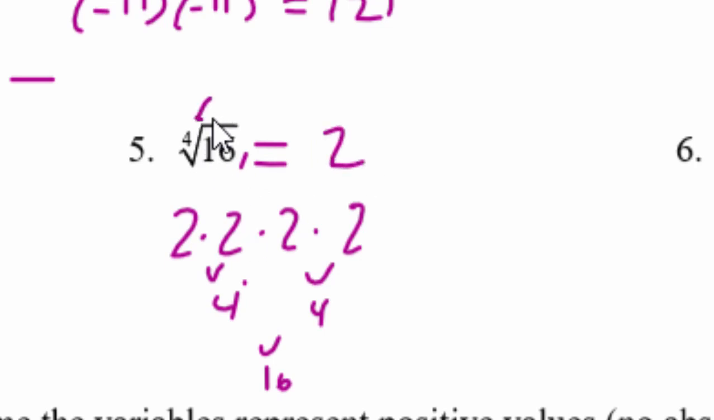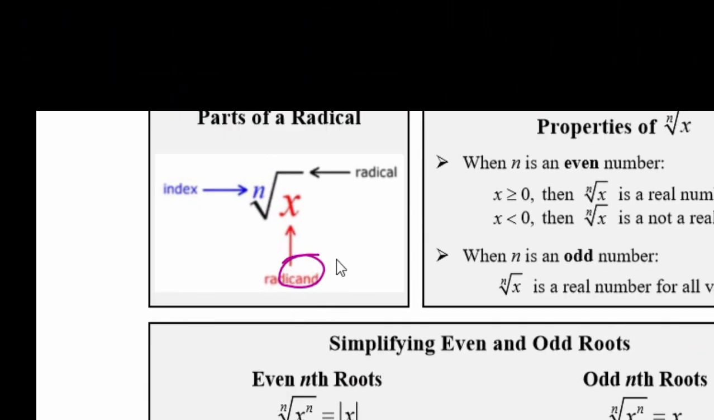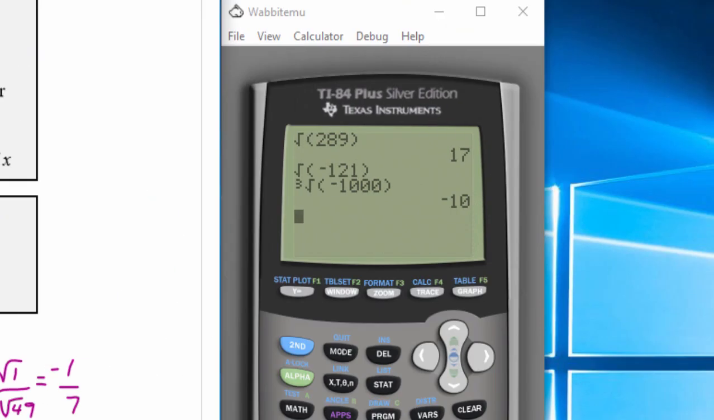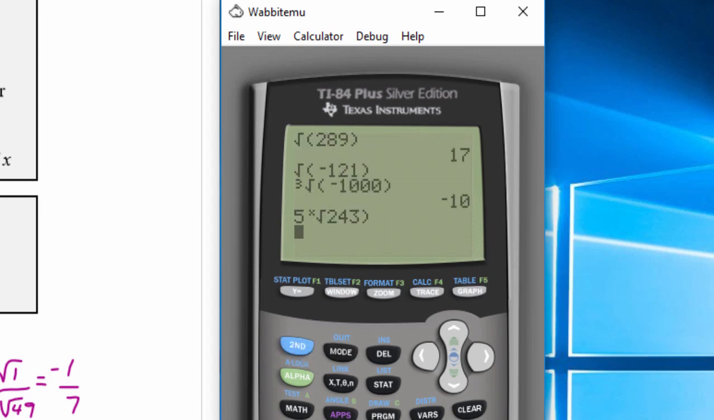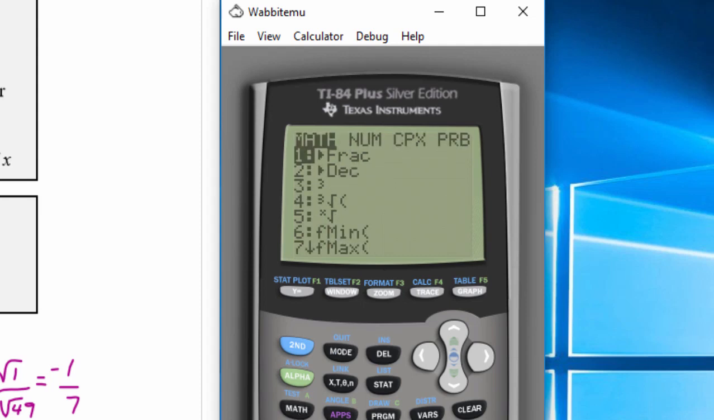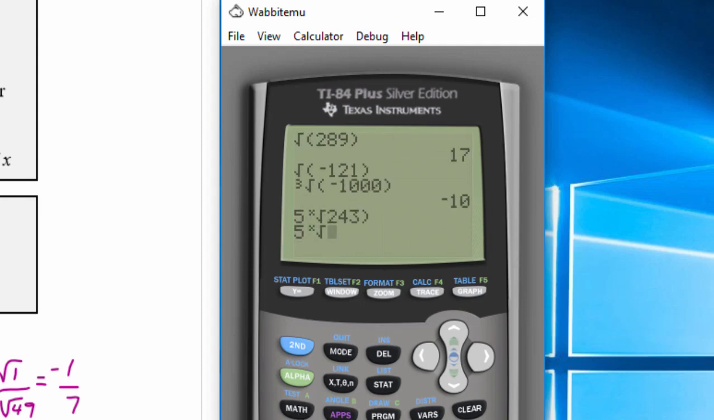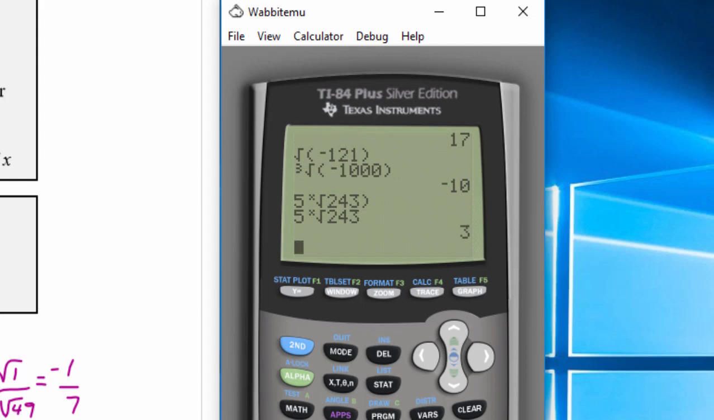Again, this is your index. By the way, the 16 is called the radicand, the number inside the radical. It's called the radicand. See it here? Okay. And the index. Oh, by the way, how do we do that in our calculator? Well, math menu. See this number 5? You can do any root with number 5. But you have to enter the root first, the index first. So I'm going to go back to my original screen. 5th root of 243. There it is.